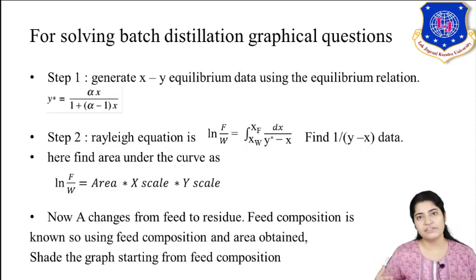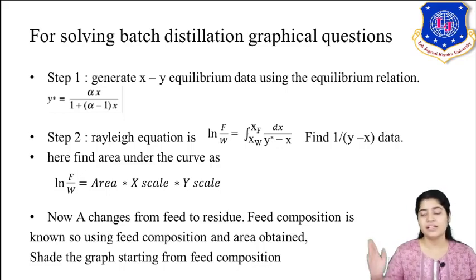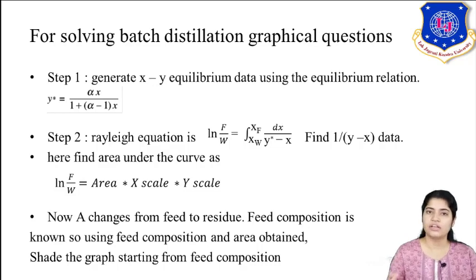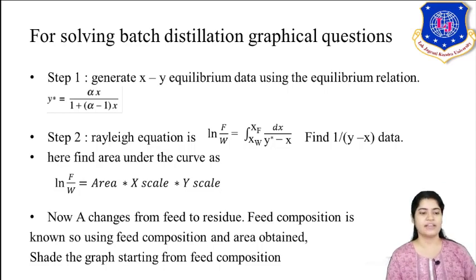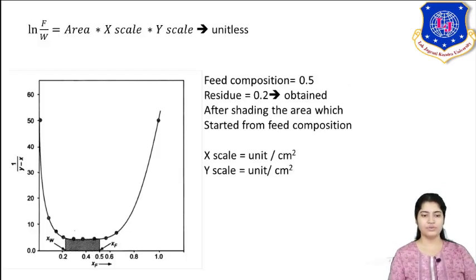So what do I start? Shading the graph. Area under the curve means you have plotted your equilibrium data, your equilibrium line. Then starting from the feed composition, start shading your area, and the point where your area finishes, that is your xW. We will see this using an example. See how it is shown.